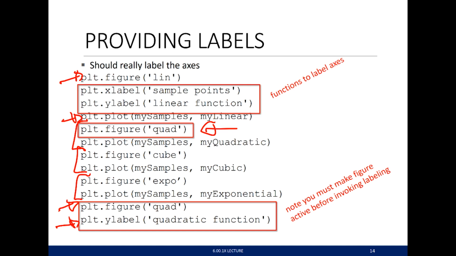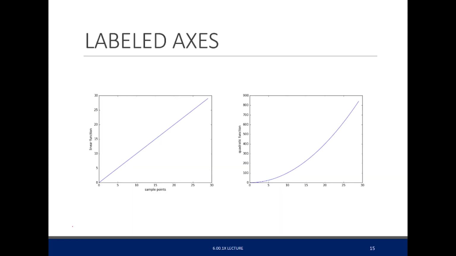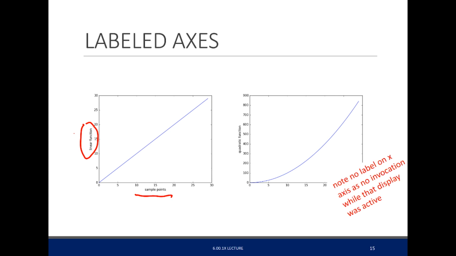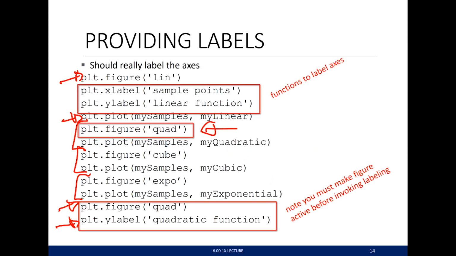Let's see what happens if we do this. Oh, nice. Now I've got something that labels the x-axis and it labels the y-axis. And oh, wait a minute. Over here, what happened? There's no label on the x-axis. There is a label on the y-axis. Let's go back to the previous slide and see why that happened.